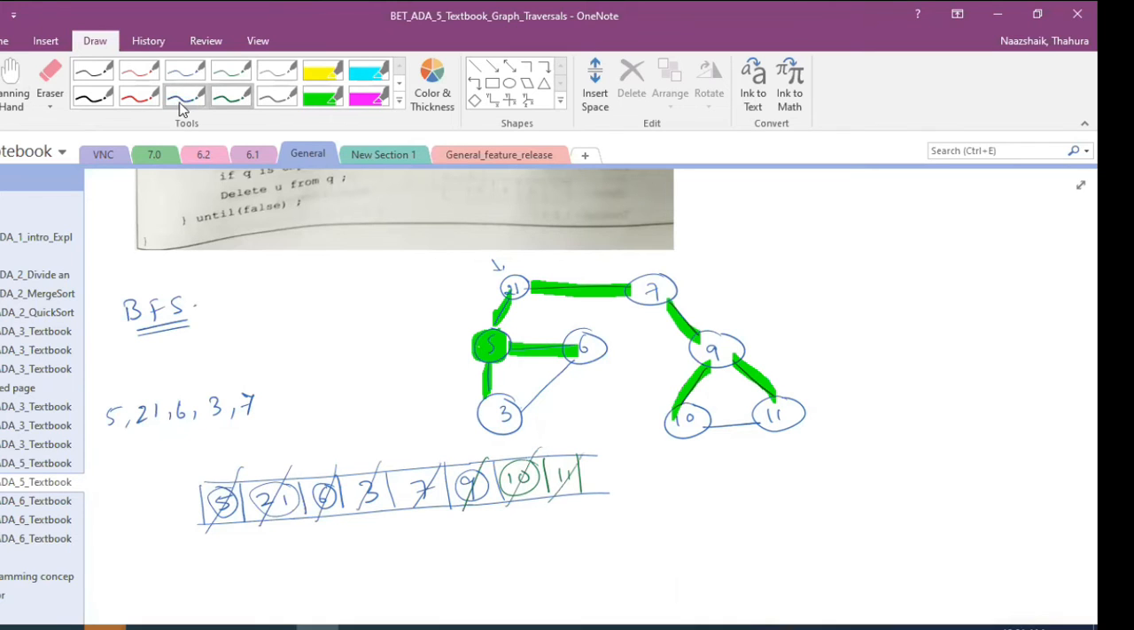So what is the order of your breadth first search? You will visit 5, 21, 6, 3, 7, 9, 10, and 11. So this is the traversal. When you do breadth first search traversal on this graph, you will visit the vertices in this order, given that 5 is your first vertex. I hope this is clear. Any doubts on breadth first search?